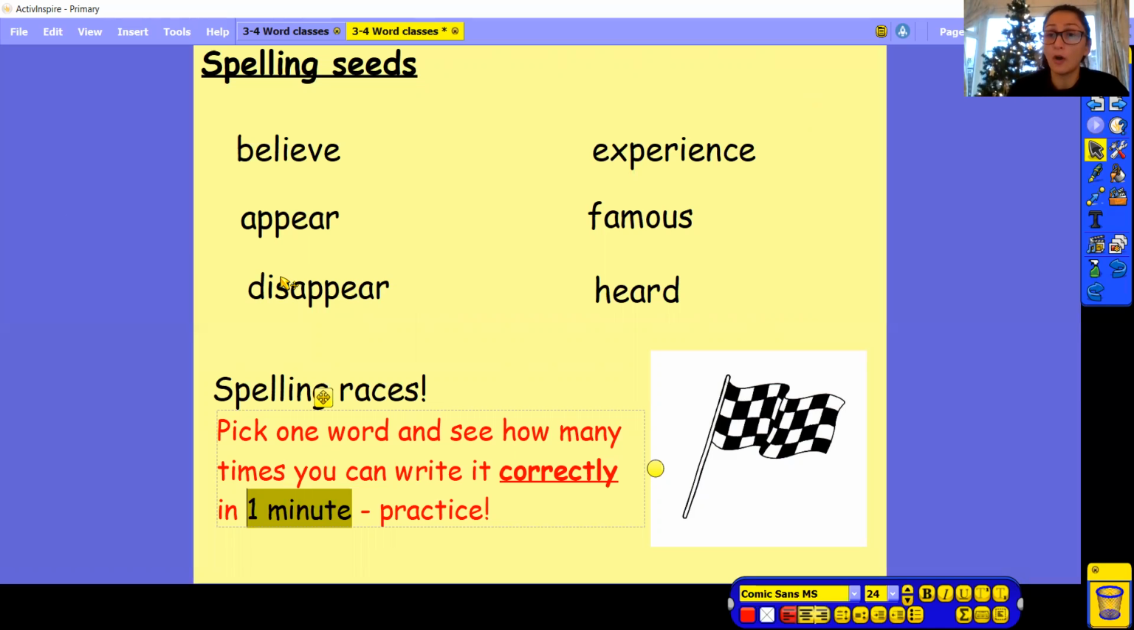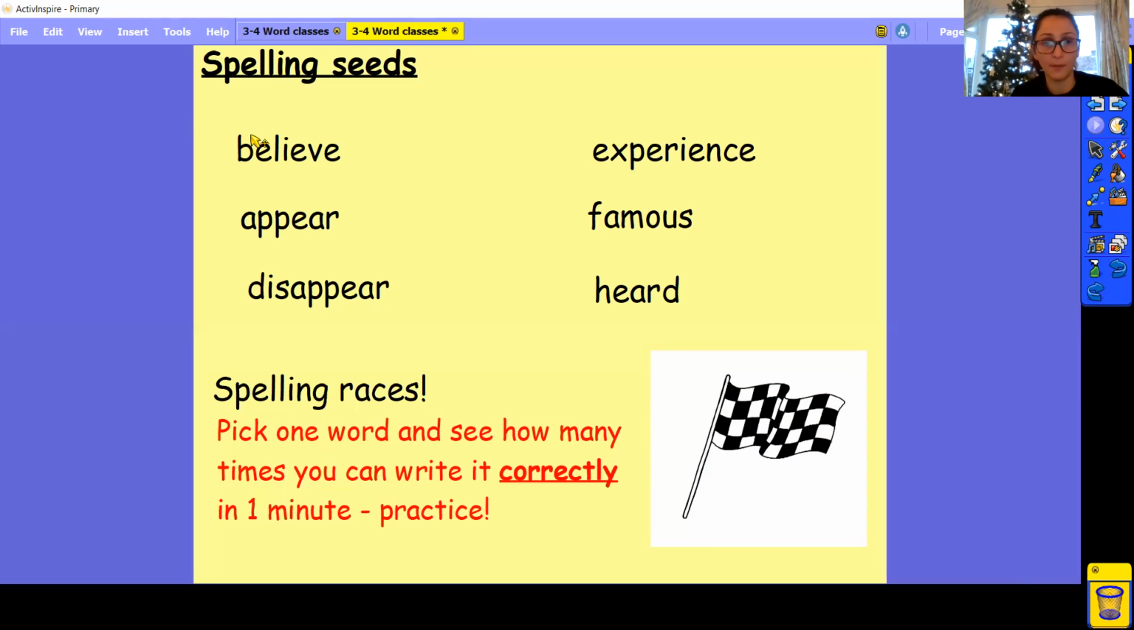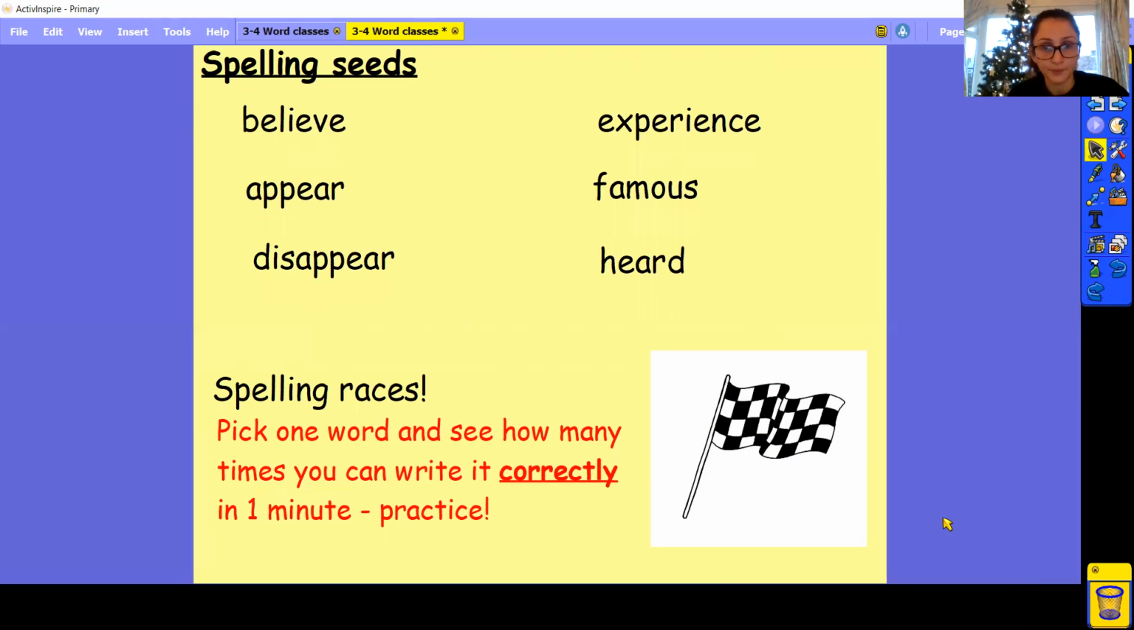See if your family member can time you again. That's the word I was looking for. I can time you again. And see if you can beat that score, okay? Try and do it with the other ones as well, okay? So make sure you have a go at that.